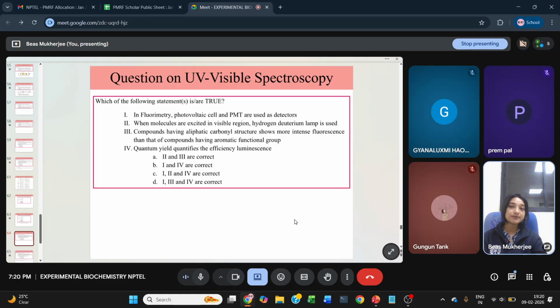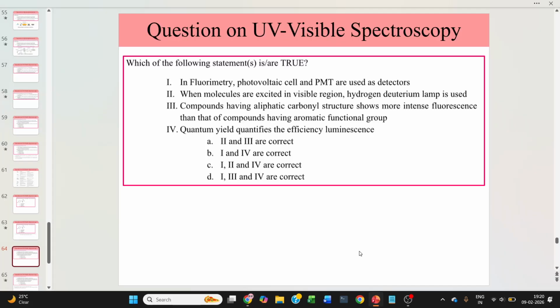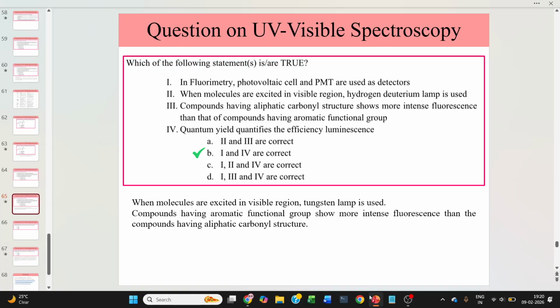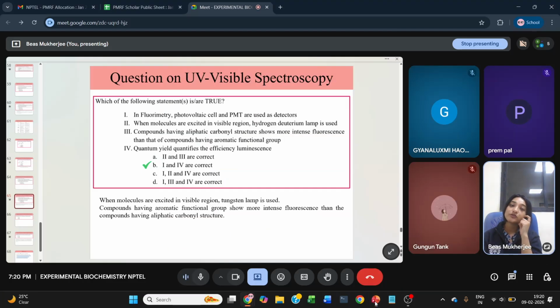So we can already see that some are wrong. B. Okay, let's see. Yes, that is correct. B is the right answer. So when molecules are excited in the visible region, tungsten lamp is used, not hydrogen deuterium lamp. Hydrogen deuterium lamp is for UV light. Now compounds having aromatic functional group show much more intense fluorescence compared to compounds having aliphatic carbonyl structure.